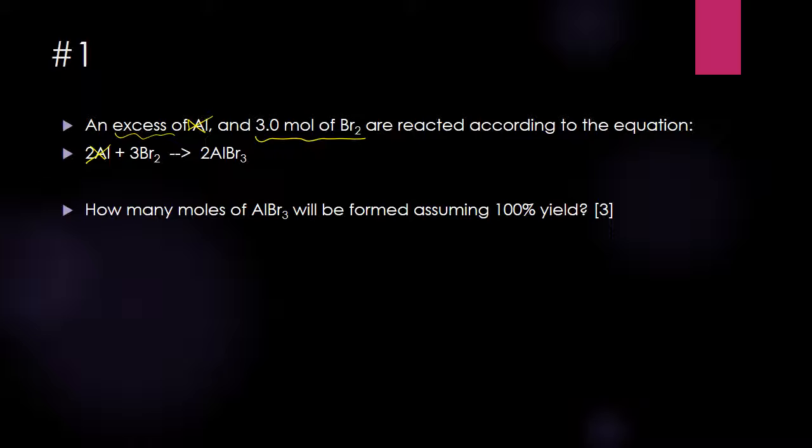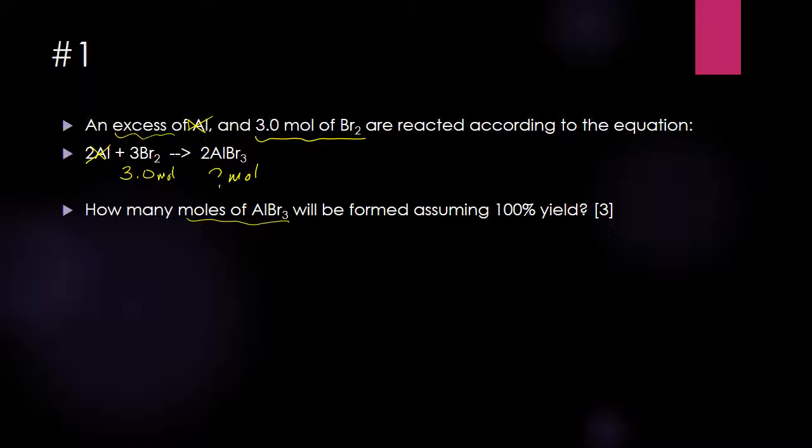One of the things that I see you guys doing is you don't write what you have underneath the equation. It's really helpful in terms of making a plan. Now finally the question says, how many moles of aluminum bromide do we have? So the plan for this problem is to go from moles to moles.